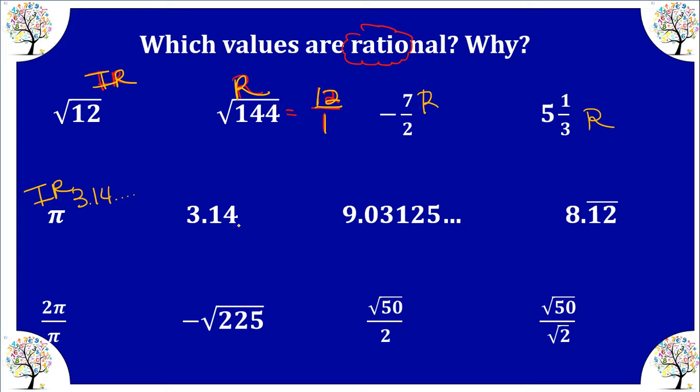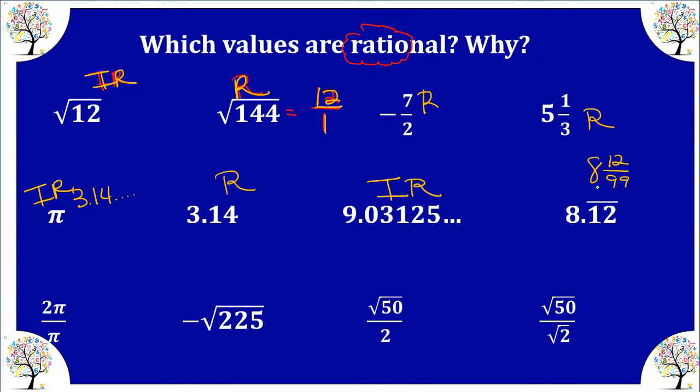3.14 is a terminating decimal. It ends, so that's rational. This is a number that doesn't repeat and it doesn't end, it keeps going. So this is irrational. A repeating decimal, it is going to be rational. So if you just want to remember, the word repeating starts with R and rational starts with R, because I could turn this into 8 and 12 over 99, just the little shortcut of how many of our digits are repeating. That's how many nines you use.